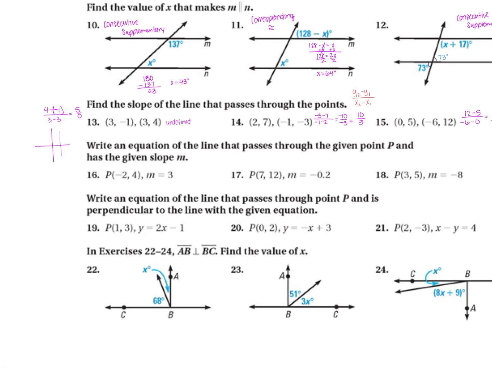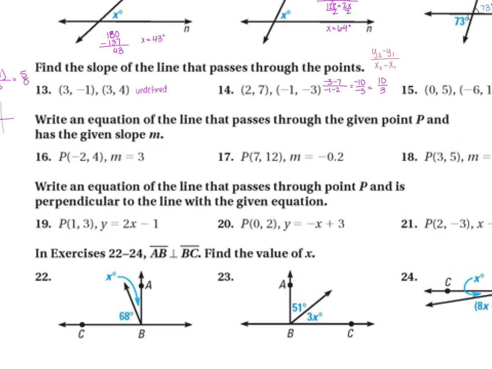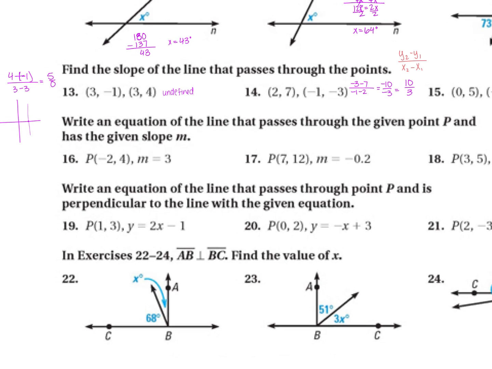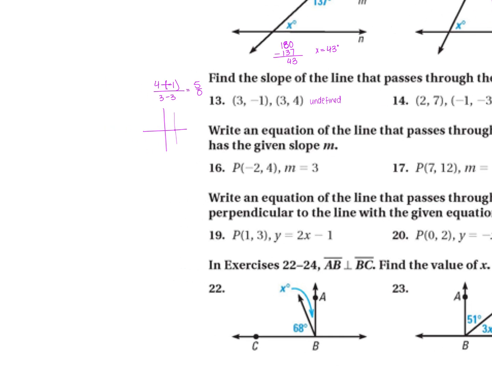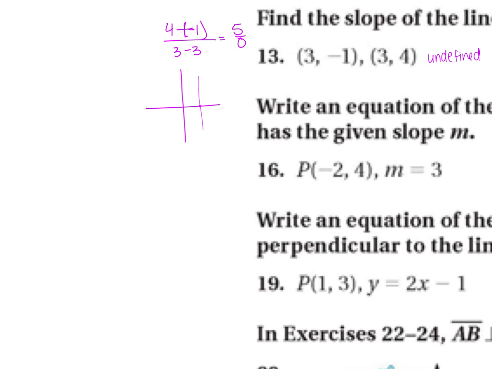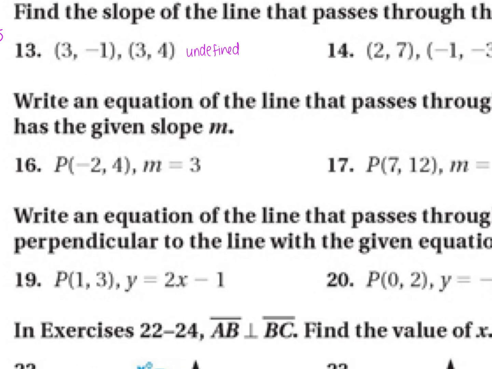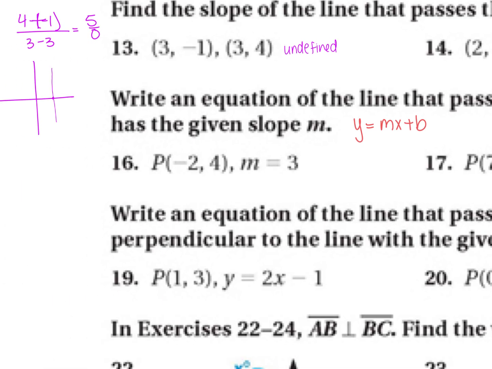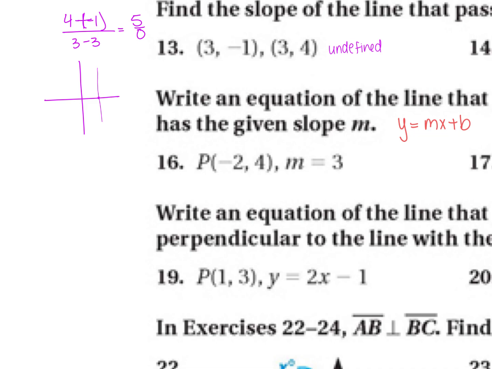All right. 16, 17, and 18, it says write an equation of the line that passes through the given point P and has the given slope, so it's going to be a parallel line. I'm still using the same slope. So what you have to do for this one is plug it in. You have y equals mx plus b, and I'm trying to solve for that b. So I'm going to take what they gave me, plug it in, and write an equation.